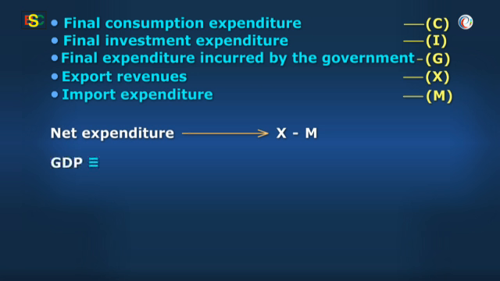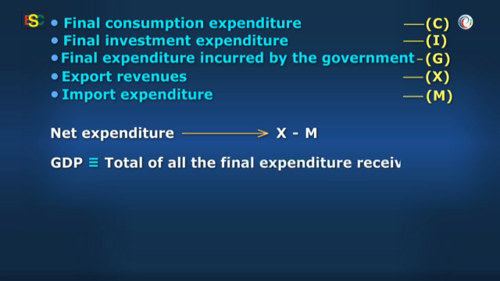GDP is identical to the sum total of all the final expenditure received by all the firms in the economy. In other words, GDP is identical to C plus I plus G plus X minus M. Okay, sir. I understood the concept of GDP, gross domestic product.